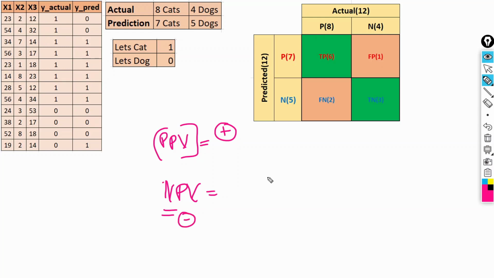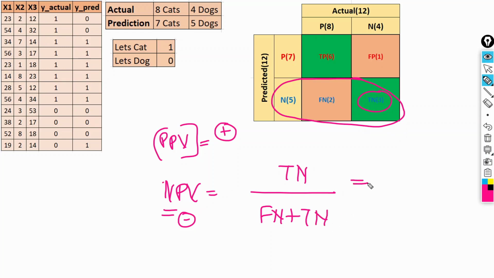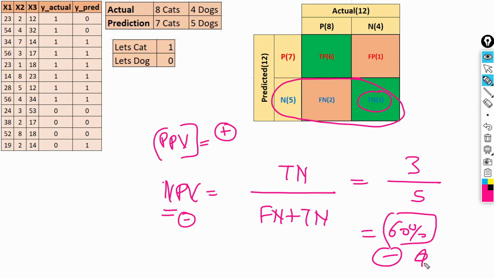So how can we find the precision for the negative classes? We have TN, the true negative classes. How many negative classes is my model predicting? FN plus TN. So we can say 3 divided by 5. It means 60% of the time my model predicts the correct negative classes, but there is a 40% chance that my model output could be incorrect for the negative classes.